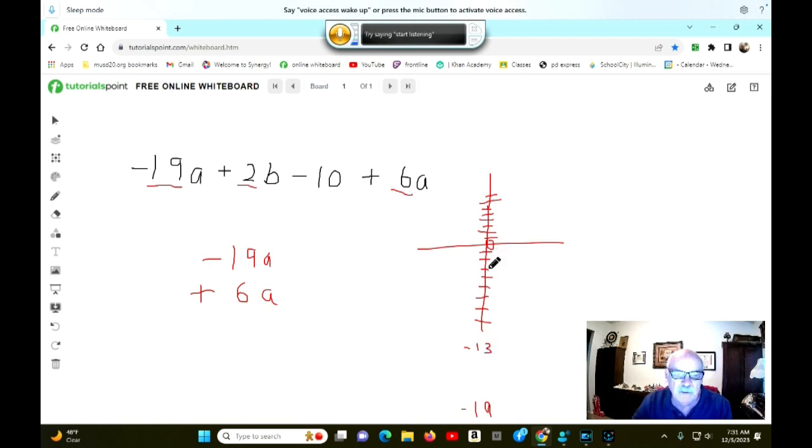So 1, 2, 3, 4, 5, 6, 7, 8, 9, 10, 11, 12 hidden in here, and then the 13. But you get the idea. So negative 19, and then you add 6 to it. So you got 19 in the hole, but somebody gives you 6 more. So from 19, count backwards the 6, and then it takes you to negative 13a.